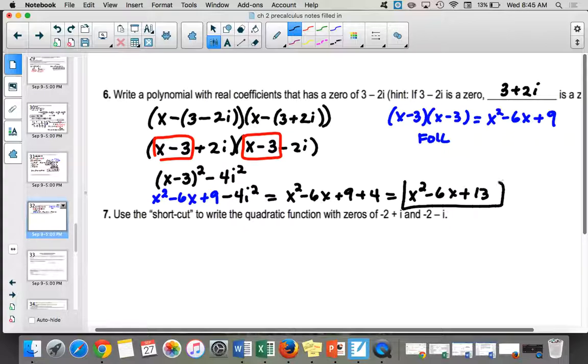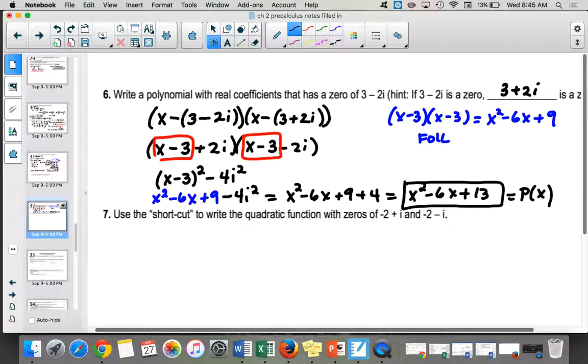All right, did you guys get x squared minus 6x plus 13? All right, so that's your function or polynomial. You can say p of x, f of x, whatever you want it equal to. Okay, does anybody have questions on that, or did anybody get stuck somewhere in the middle? Do we feel more comfortable with that?